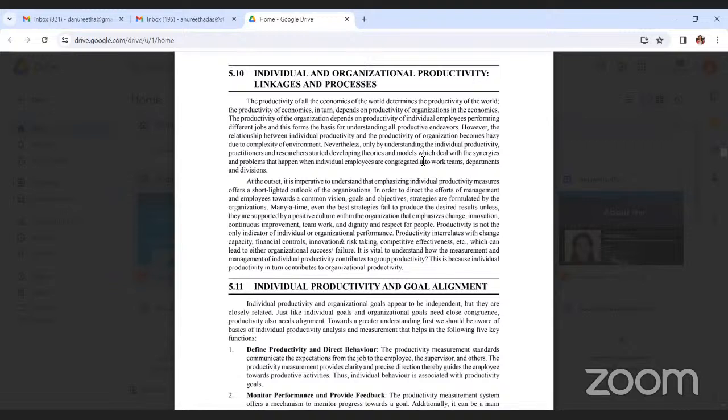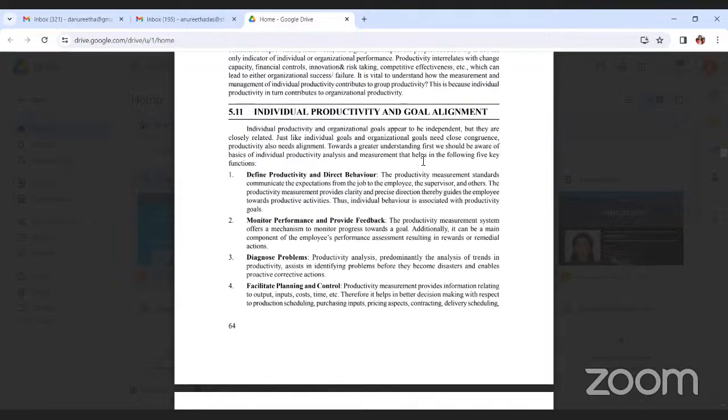So you need to understand individual productivity. Researchers must make sure that they're modeling synergies and problems that happen when individual employees are congregated into work teams, departments, divisions, and all. So basically, productivity is not the only indicator of individual or organizational performance, but productivity definitely interrelates with change, that is the financial controls, innovation, risk taking, competitive effectiveness. All these things lead to the success or the failure.